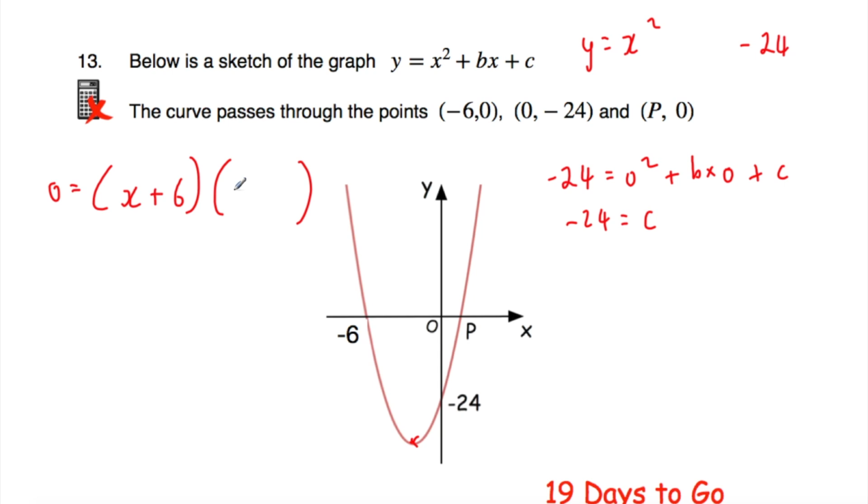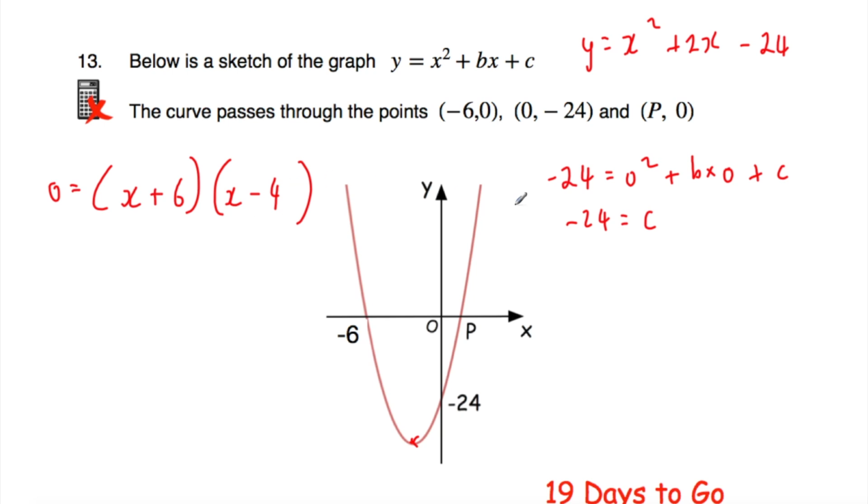Let's find the other bracket. In terms of the other bracket, we're going to have an x, because it's x squared. And we know whenever we expand this, we're going to get -24 on the end. So that must mean that this bracket is -4. And let's just check that. x times x is x squared. x times -4 will be -4x, and 6 times x will be 6x. If you add them together, you're going to get 2x. So that means b is equal to 2, so plus 2x. And then 6 times -4 is equal to -24.